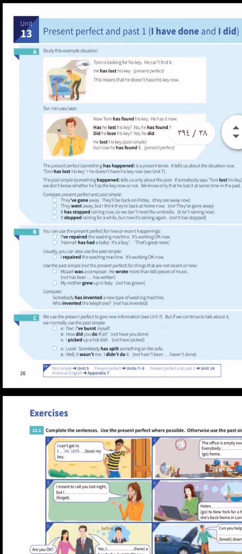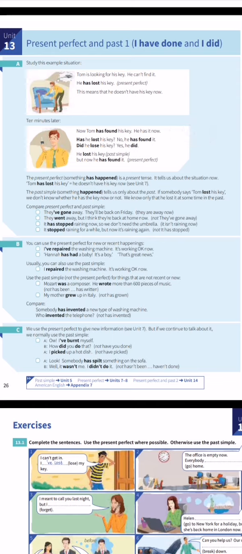Okay. The present perfect, has happened, is a present tense. It tells about the situation now. So does it happen in the past and end, or does it happen in the past and is it still present? Since it is a present perfect, that means the action is immediate and present now. The past simple, with verb plus ed, tells about something in the past. So if somebody says Tom lost his key, that means in the past the action ended and now he has the key.